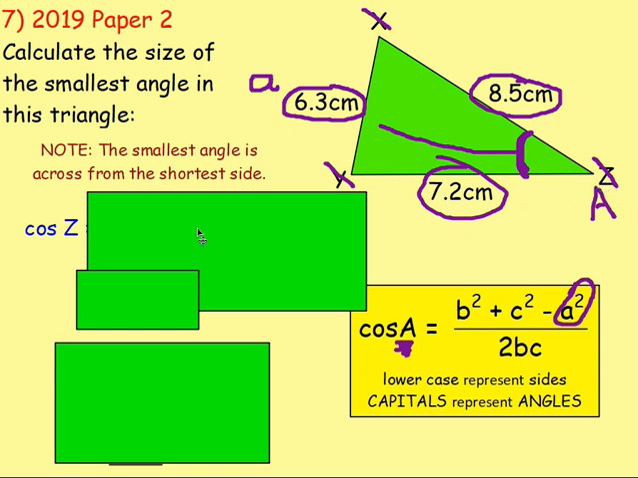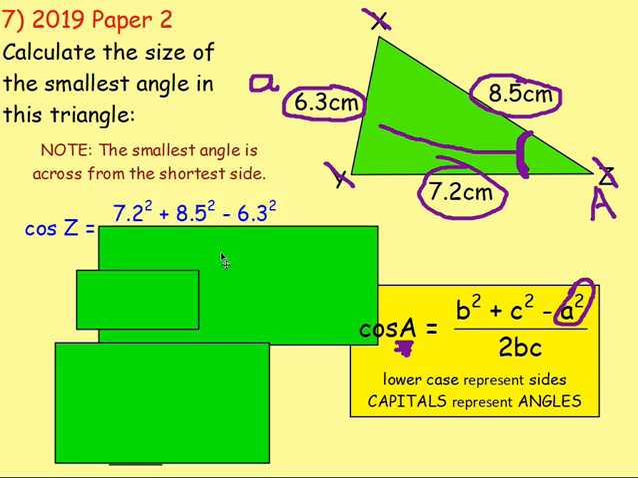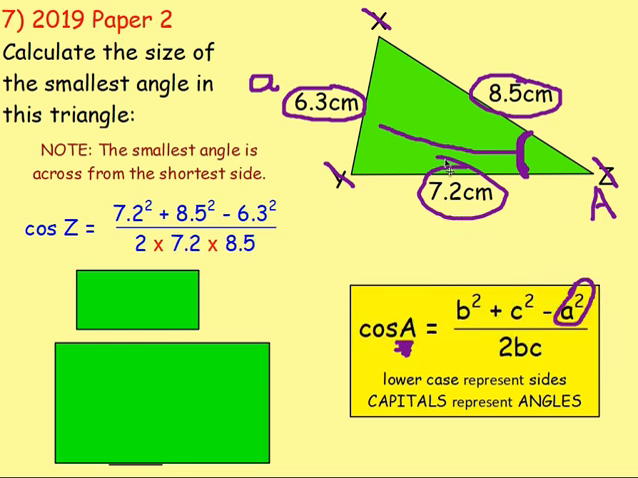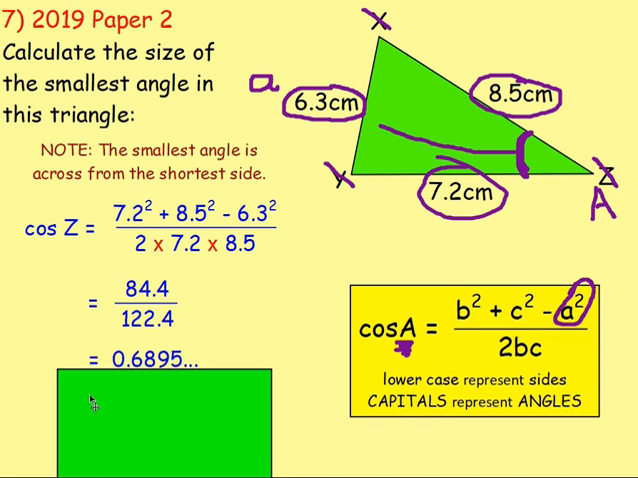So we're going to have cos, what they were calling it Z in the question. I'm just going to stick with cos Z equals b squared plus c squared, that's the 8.5 and the 7.2, and we're taking away that 6.3 squared, divided by 2 times the 7.2 and the 8.5. Again, it doesn't matter the order of them as long as the 6.3 is the one we're taking away. If you work that out on your calculator, you end up with 84.4 divided by 122.4. And if you keep going with that, you could work that out as a decimal if you like.